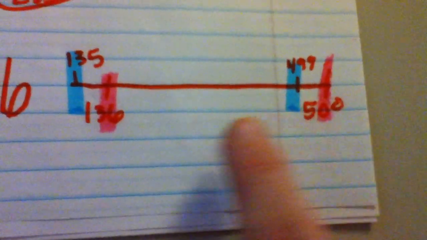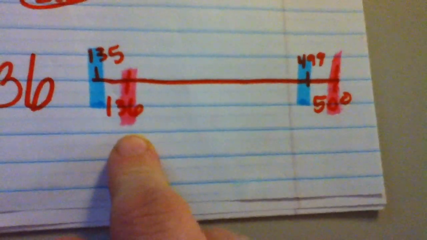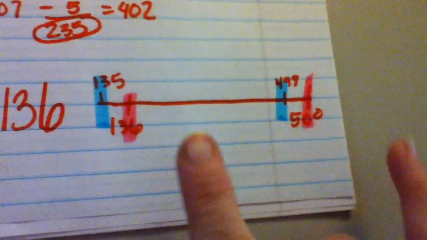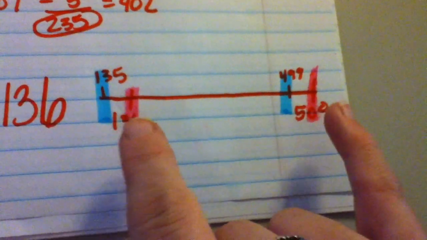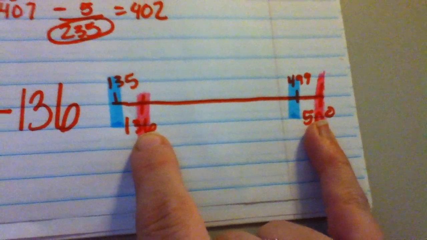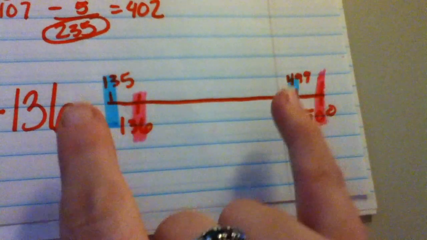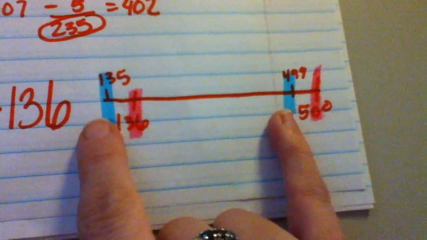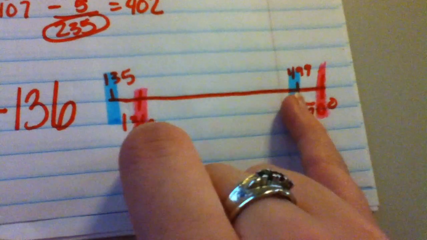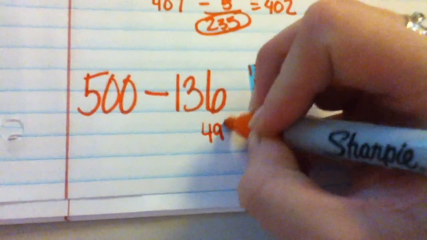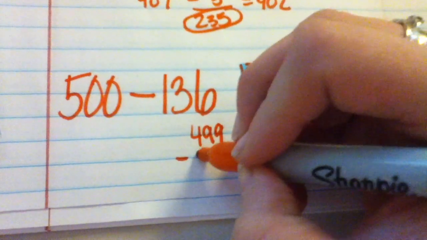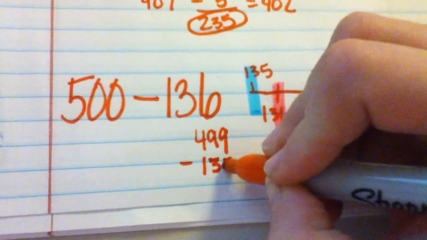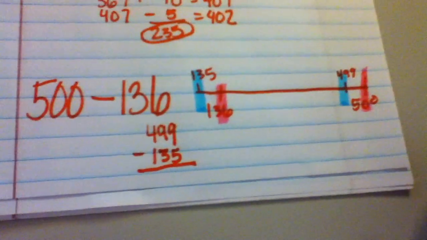So what you can do is you can think that on a number line, if I have the difference from 136 to 500, like in the problem, then what I really could think of is that this space here is really the same amount of space. The difference is the same if I backed it up a little bit. But instead what I get is 499 minus 135, which is so much friendlier to work with because I don't have to regroup.